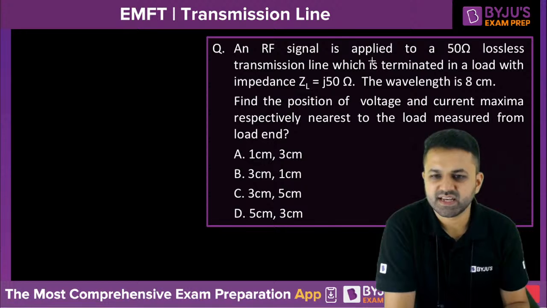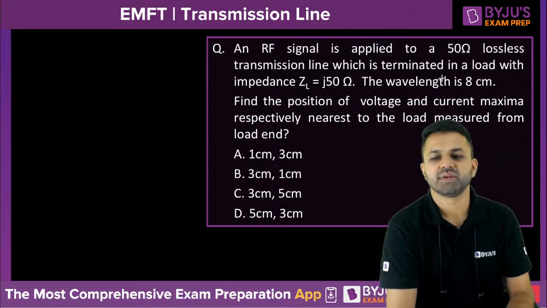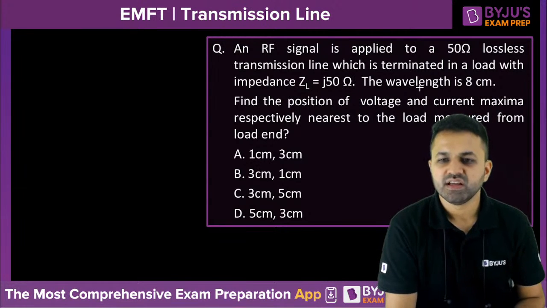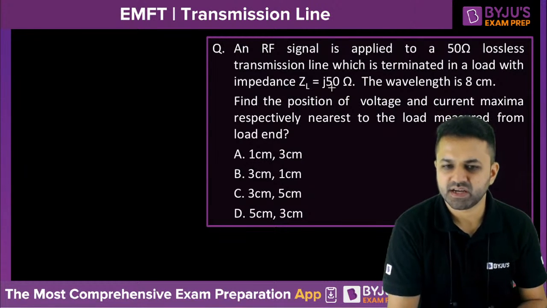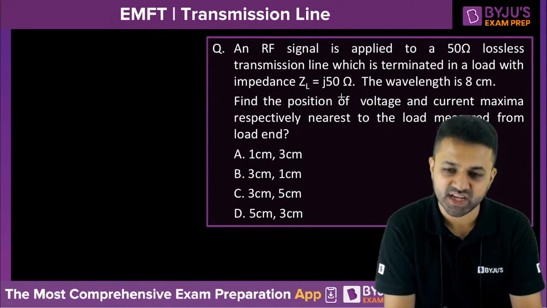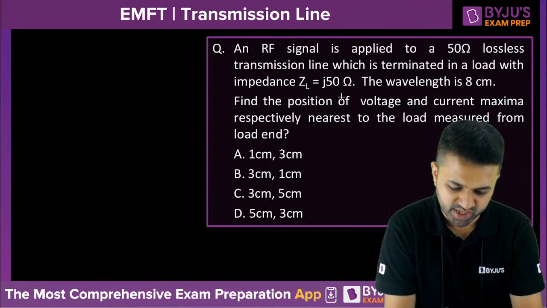An RF signal is applied to a 50 ohm lossless transmission line, which is terminated in a load with the impedance of ZL equal to j50. The wavelength is lambda, which is 8 centimeters. Find the position of voltage maxima and the current maxima respectively nearest to the load from the load end.